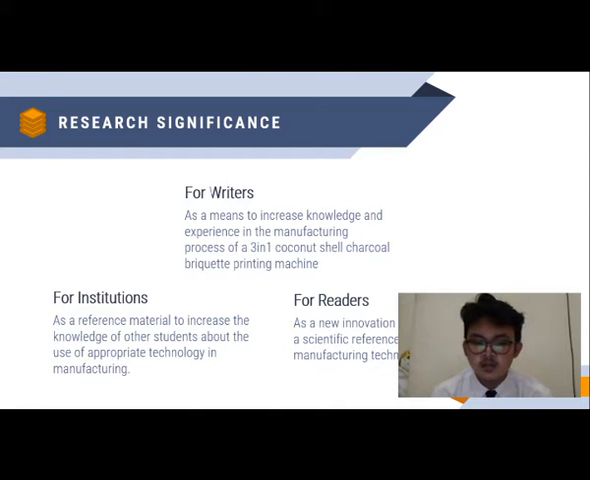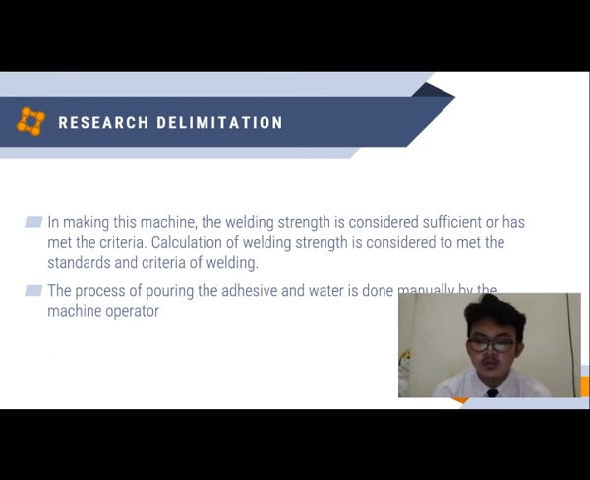This research has several objectives. This research has various significance for the writer, industry, institution, and readers. Research delimitations are choices made by researchers which should be mentioned. They are boundaries set for the study. There are 2 delimitations that must be mentioned.